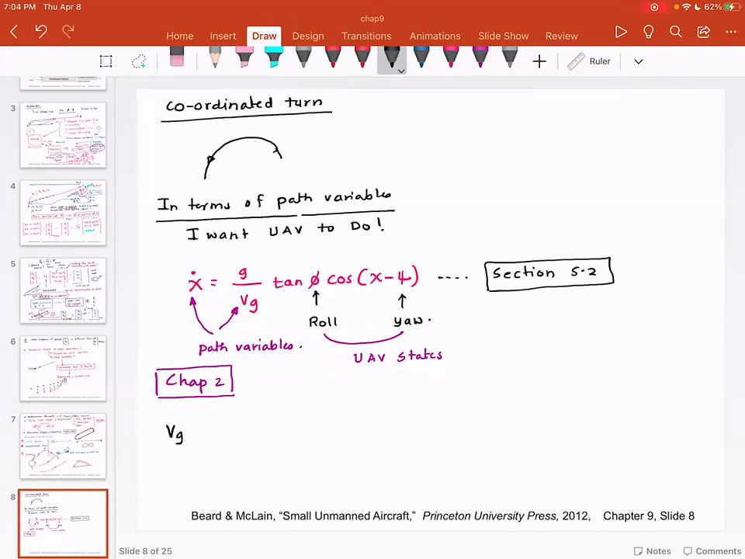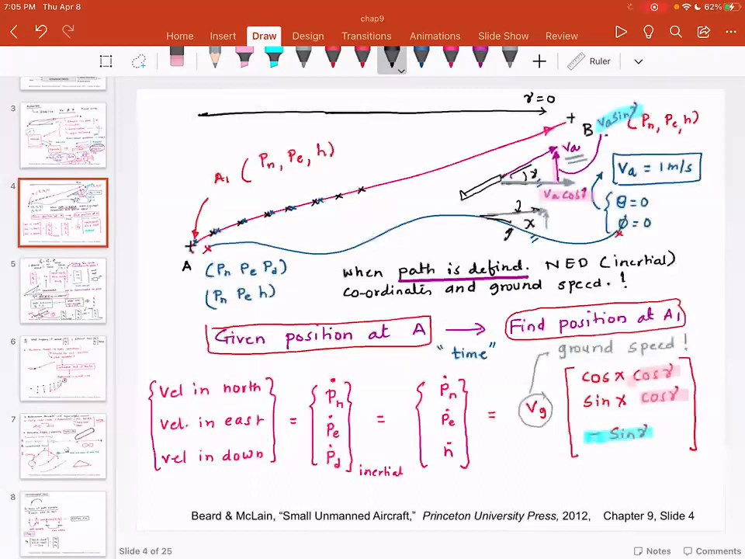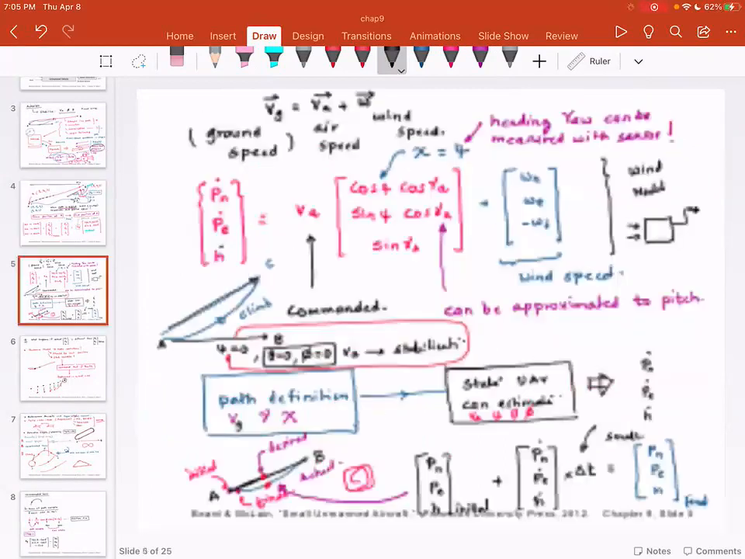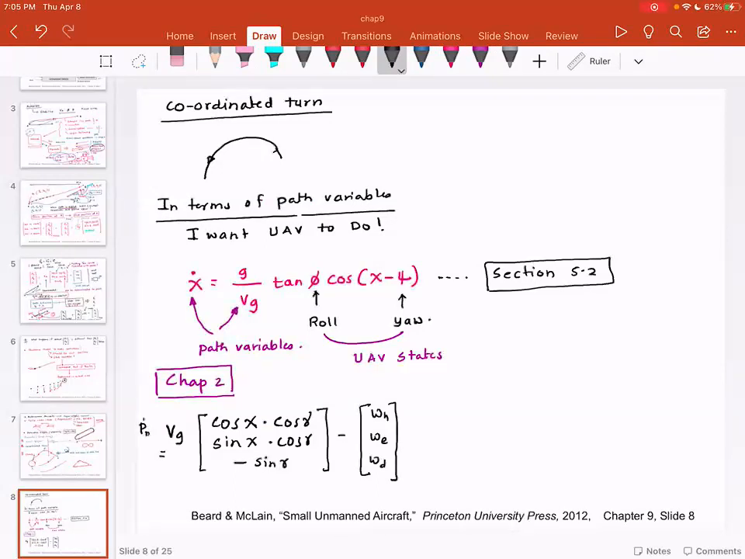We said Vg times cosine chi cosine gamma, sine chi cosine gamma, minus sine gamma. You know this equation because this is the equation that we wrote a minute ago, minus omega n, omega e, omega d. So Vg, and then we replace that. This is equal to Pn dot, Pe dot, Pd dot. And I'm going to write this expression, this is important, in terms of airspeed and the UAV states.